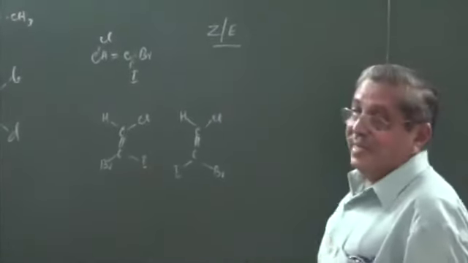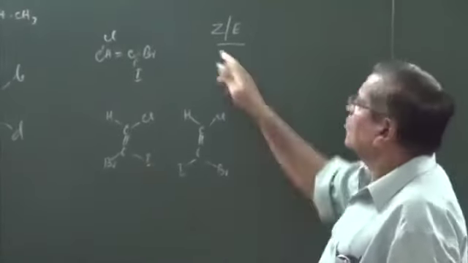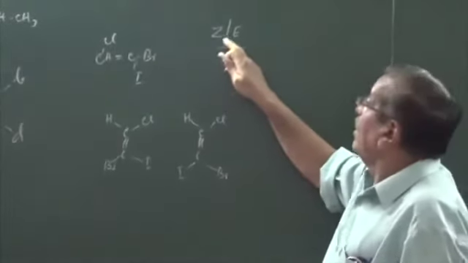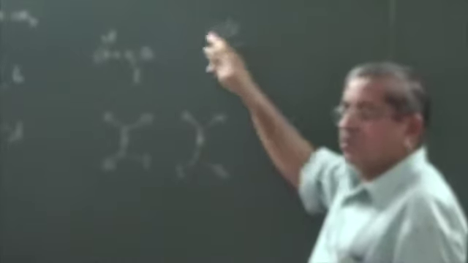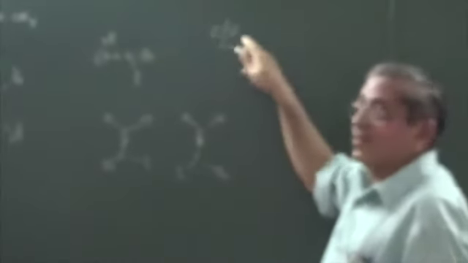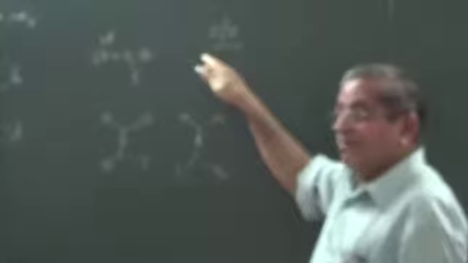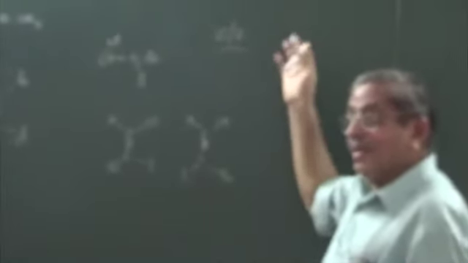So what are Z and E for? Z is from the German word zusammen, and E from entgegen. Zusammen means same side. Entgegen means opposite side.